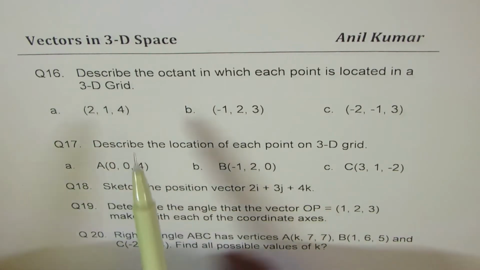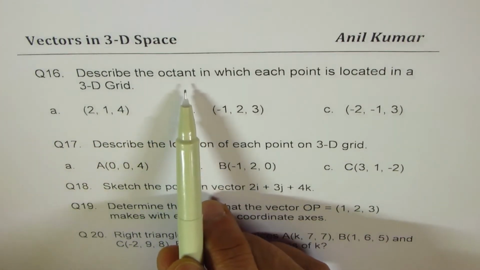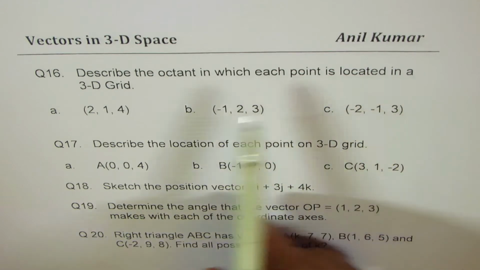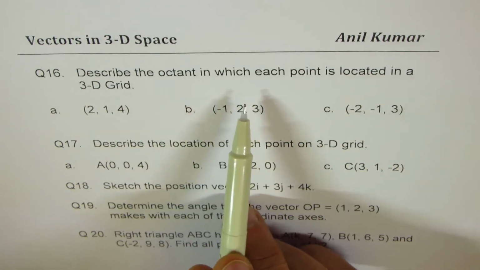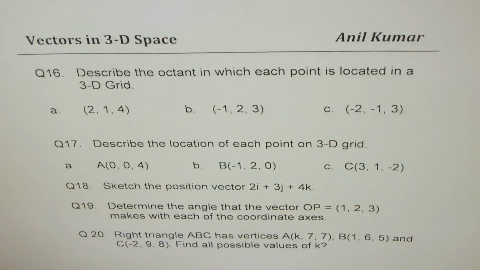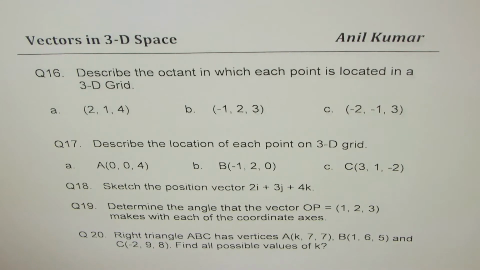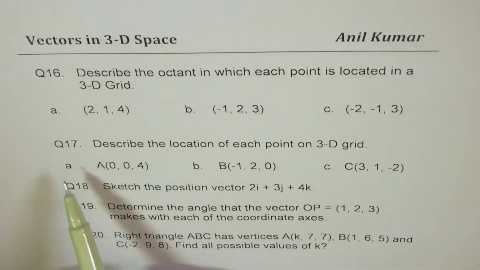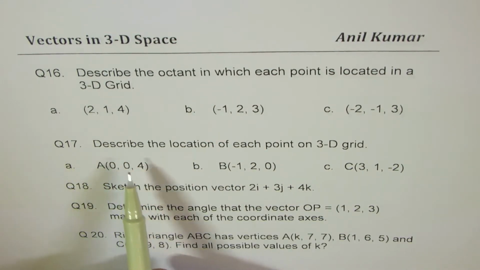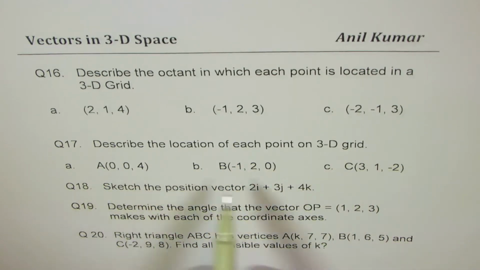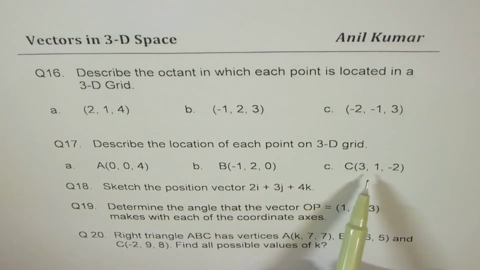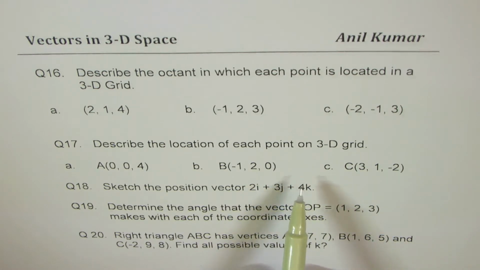Question number 16 is, describe the octant in which each point is located in 3D grid. Now, octant: like in the Cartesian plane, we have 4 quadrants. In 3D space, we have 8 octants, right? So we'll talk about them. Question 17 is, describe the location of each point on 3D grid. So these are the ordered triplets, and we will see how to locate them on 3D grid.